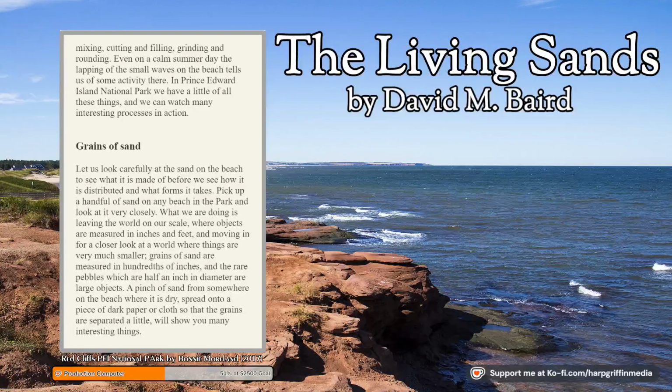Grains of sand. Let us look carefully at the sand on the beach to see what it is made of before we see how it is distributed and what forms it takes. Pick up a handful of sand on any beach in the park and look at it very closely. What we are doing is leaving the world on our scale, where objects are measured in inches and feet, and moving in for a closer look at a world where things are very much smaller. Grains of sand are measured in hundreds of inches.